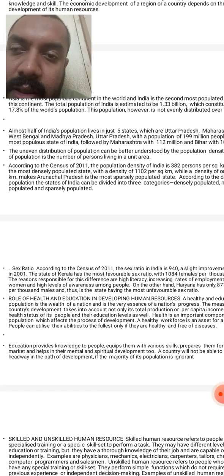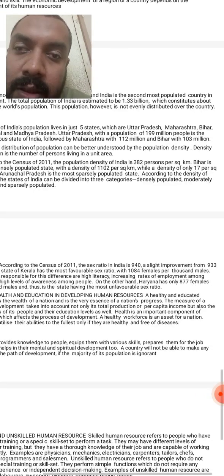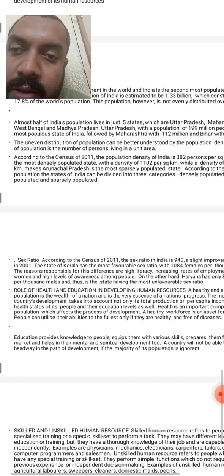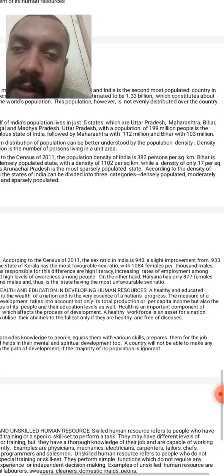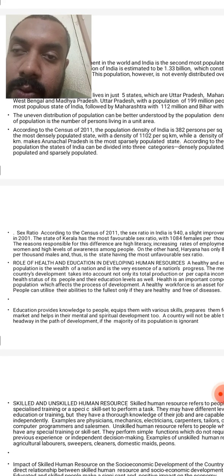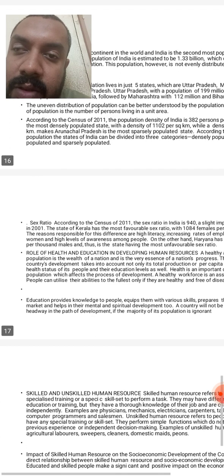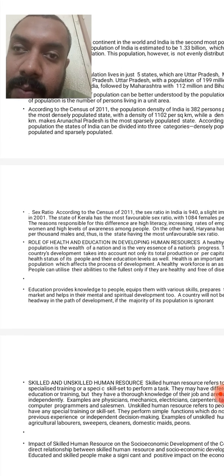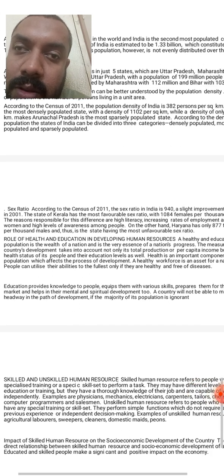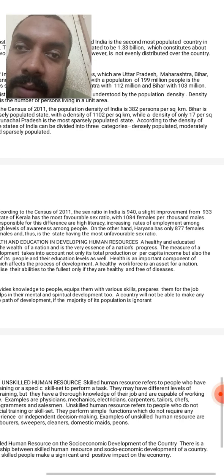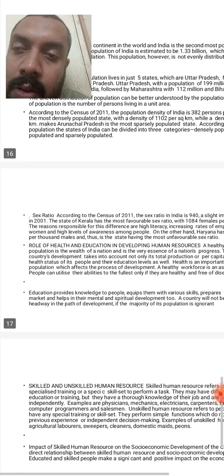The uneven distribution of population can be better understood by the population density. Population density is the number of people living in a unit area. According to the 2011 census, the population density of India is 382 persons per square kilometer. Bihar is the most densely populated state with a density of 1102 per square kilometer, while Arunachal Pradesh has a density of only 17 per square kilometer.